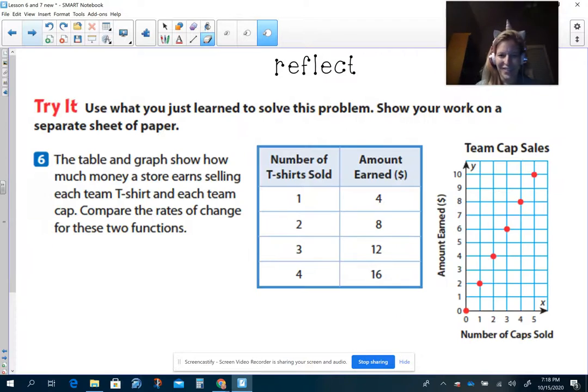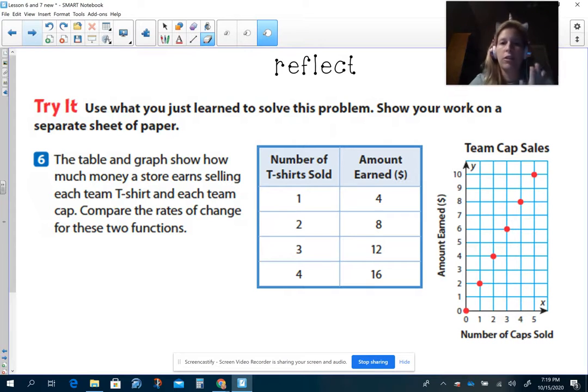Okay. All right, so let's try this one. So we just learned about comparing rates of change and initial value, okay? In your notebooks, I've got a table and a graph. And so I'm gonna read the question, and I want you to break down exactly how we did for the other question. The table and graph show how much money a store earns selling each team t-shirt and each team cap. Compare the rates of change for these two functions.